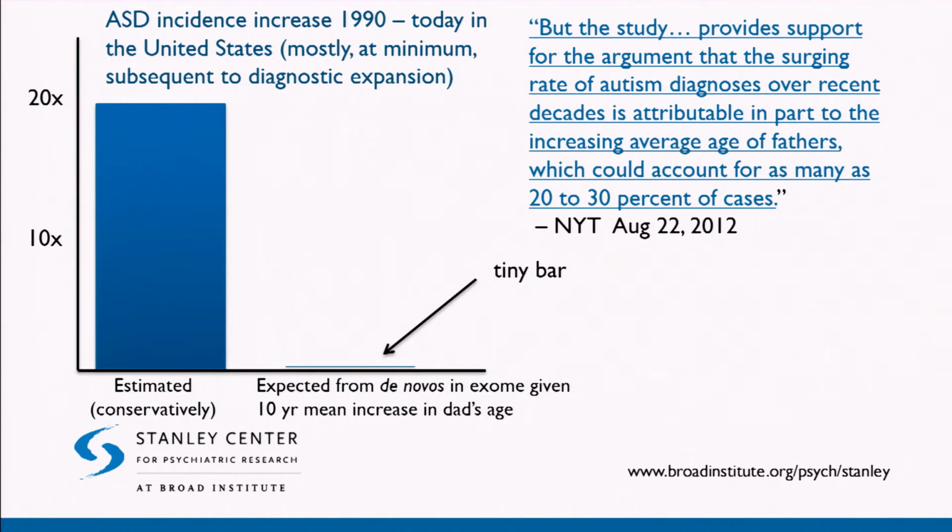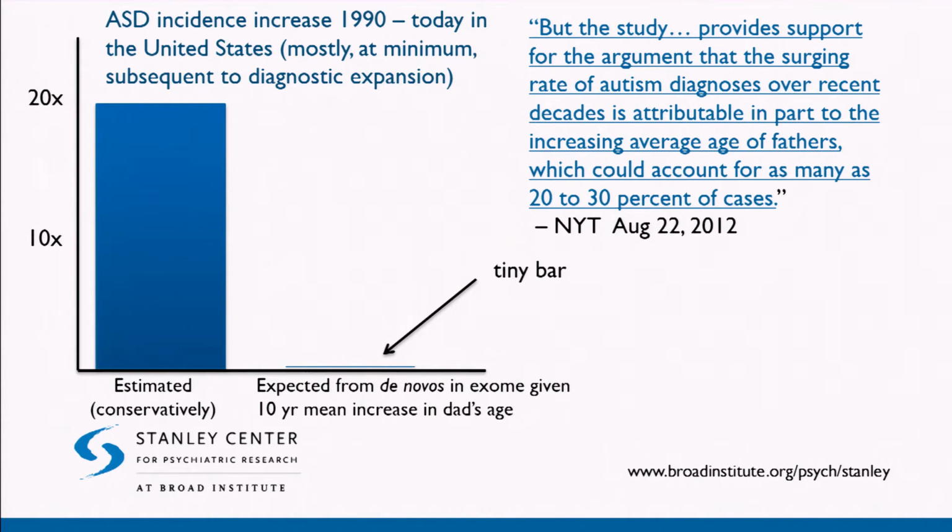And the answer is that's simply not what's going on at all. So the hypothesis largely became public because of this quote from a very widely read New York Times article. And so we did a little math on it. And here's the conservatively estimated 20-fold increase in autism prevalence in the US.